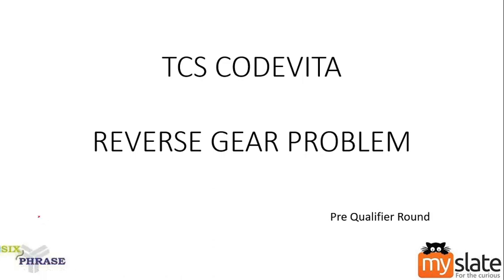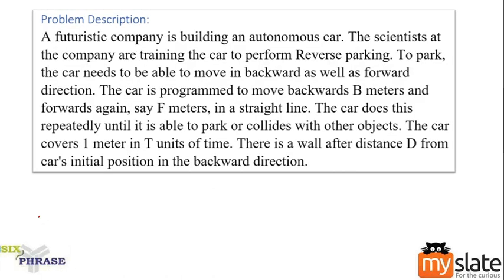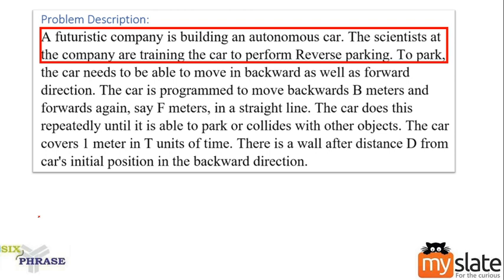Take a look at the question first. Take a minute to read the question. Pause the video if you want to. I'll just read it line by line and note down the important points alone. Look at the first line. They're telling you a futuristic company is building an autonomous car. The scientists at the company are training the car to perform reverse parking. Clear? That's said in the first line.